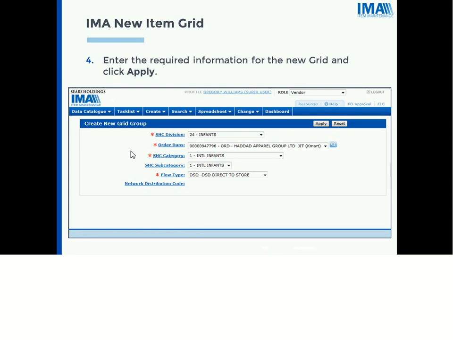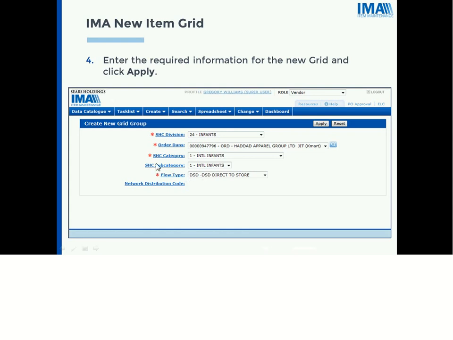So that means everything on this grid is going to be set up for Division 24. It's going to be set up with this specific order DUNS. It's going to be set up for SHC Category 1, Subcat 1, and the flow type DSD.